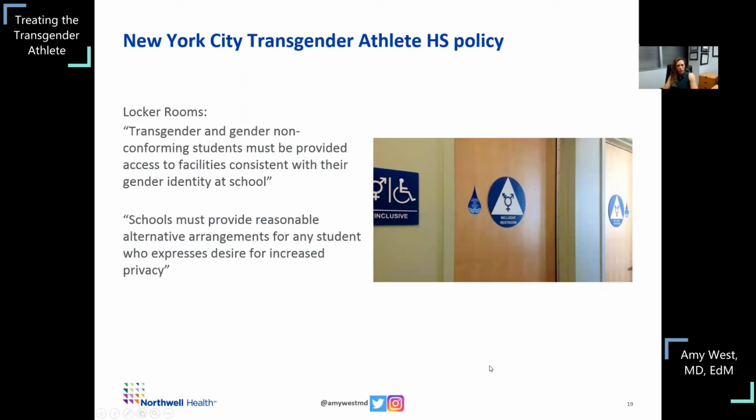As far as locker room policy is concerned, transgender and gender nonconforming students must be provided with an inclusive restroom, or a facility that's consistent with their gender identity at school. And the schools must make a reasonable effort to accommodate anyone's desire for increased privacy. So in general, people can use the locker rooms they want to use, or they have to be provided a space where they feel safe. So that goes for everybody. So just another policy to make note of.